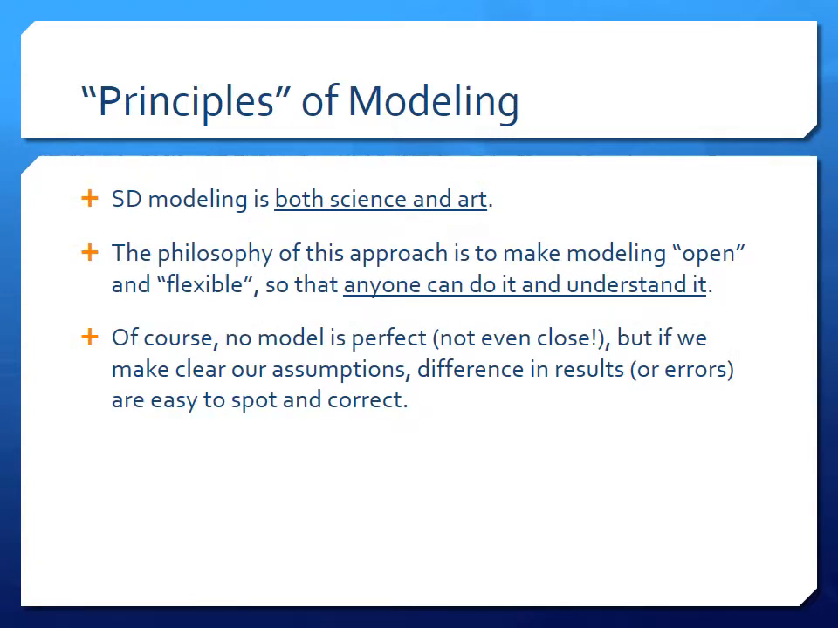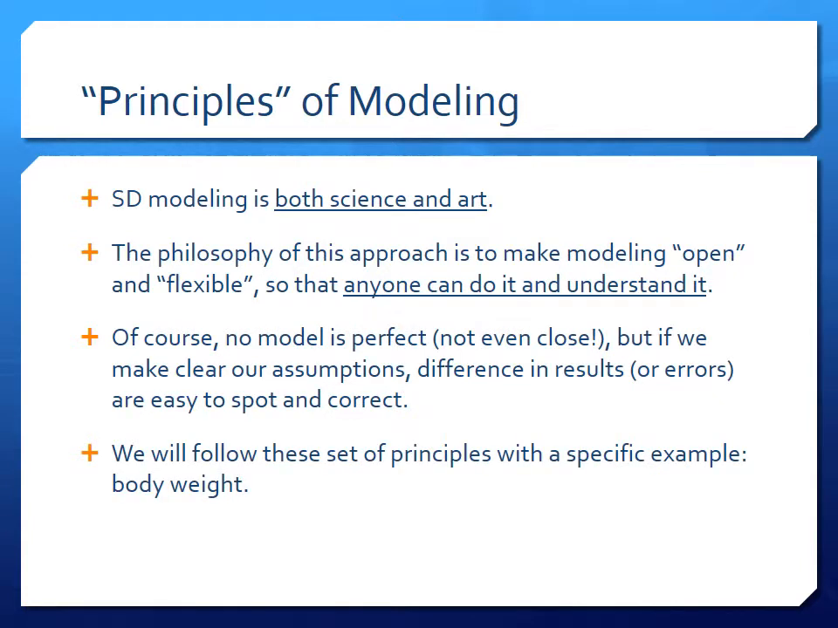I'll reiterate: no model is perfect. It's not even close to perfect. But if we make clear our assumptions and our simplifications, then the differences in results or the errors that we make are easy to spot and to correct. So if we keep things clear, transparent, very open, very flexible, I think it's a lot easier to spot errors and mistakes and to be upfront with them.